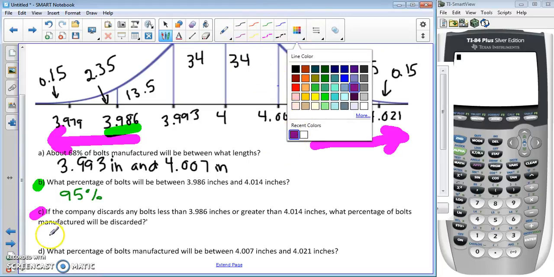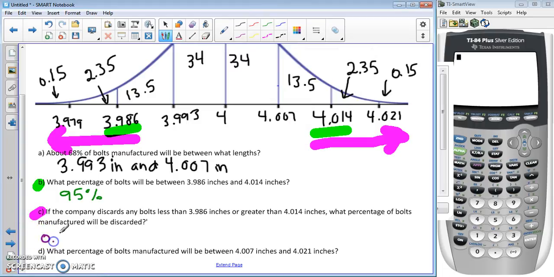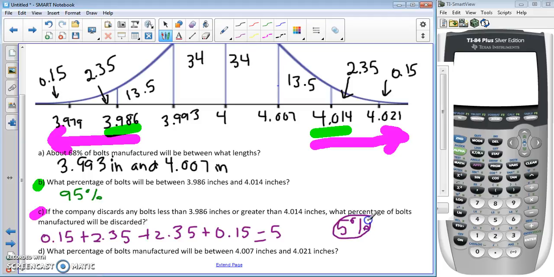So we're looking at the 0.15 plus 2.35 on that side plus 2.35 plus 0.15, or we also know that we're looking at 100 minus 95%, whichever way you want to look at it, and there's not one set way to do these problems, so whatever you find to work best for you there.